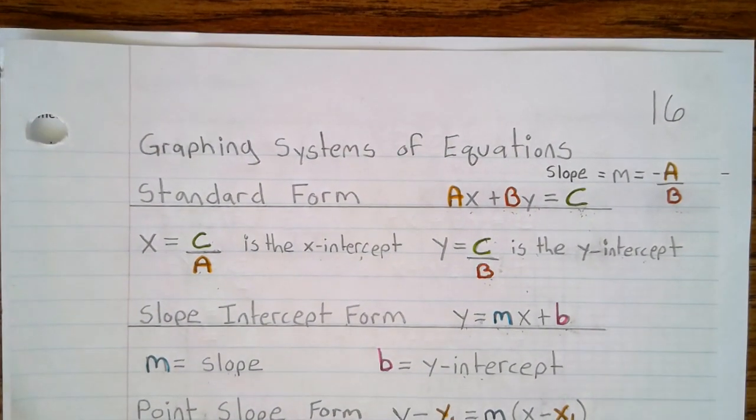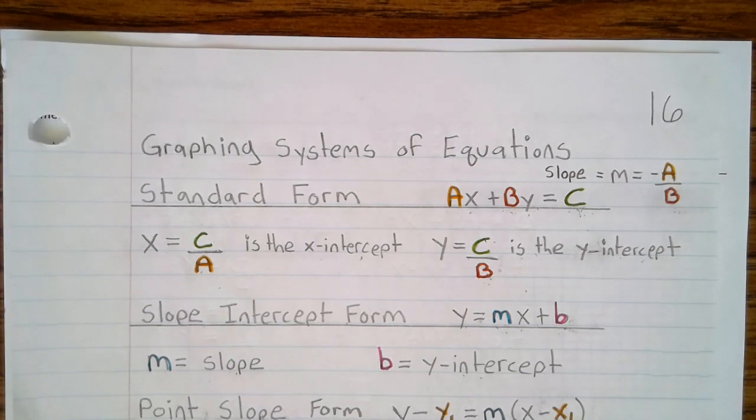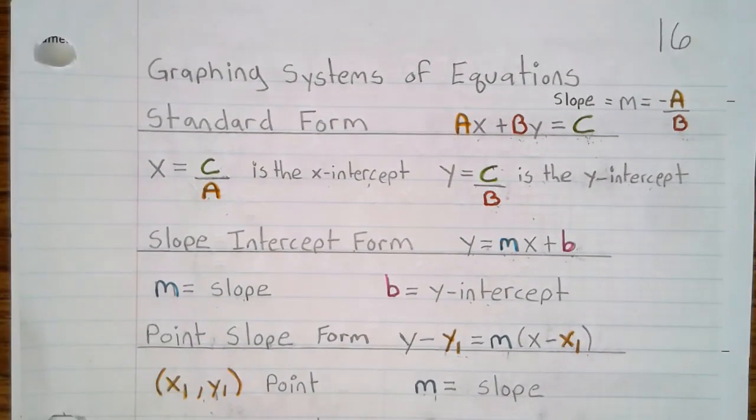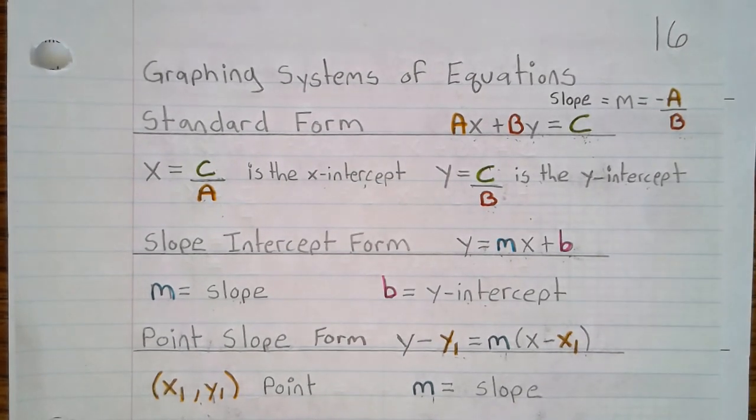All right, graphing system equations on page 16. Standard form, ax plus by equals c, where slope, which we know is the letter m, is equal to negative a divided by b. x equals c divided by a is the x-intercept, and y equals c divided by b is the y-intercept.